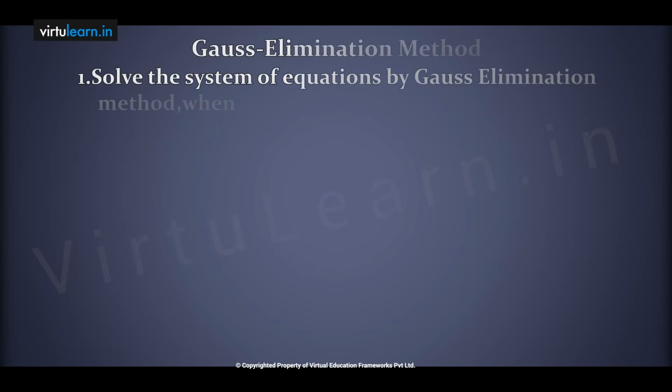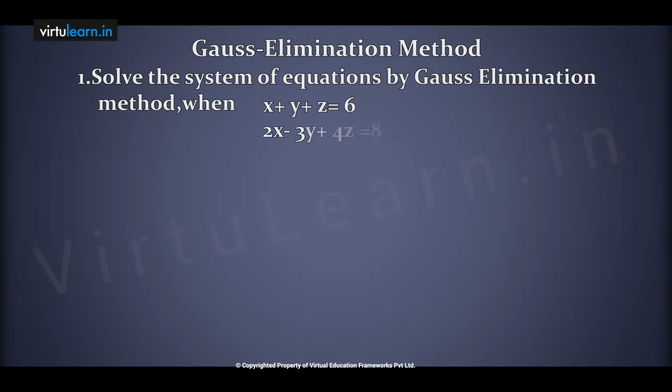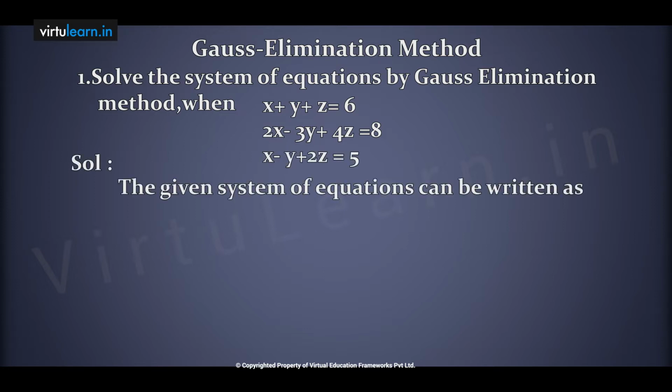Solve the system of equations by the Gauss elimination method, where x + y + z = 6, the second equation is 2x - 3y + 4z = 8, and the third is x - y + 2z = 5. The given system of equations can be written as Ax = b.